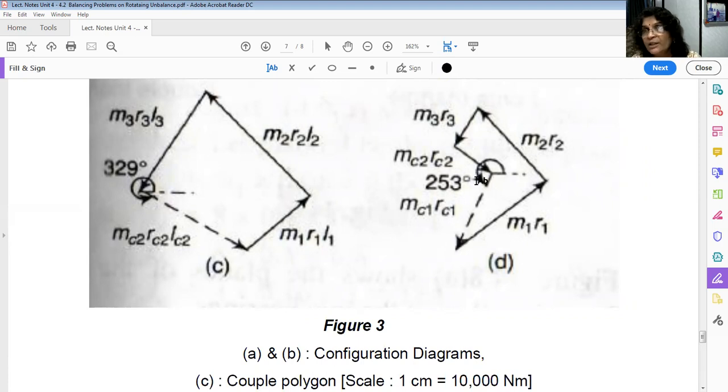So how to measure the angle? This is the start of the vector, this is the end of the vector. Keep your angle protractor here and from the positive x-axis, measure this angle. This is nothing but 253 degree. So I get theta C1, that is 253 degree. Now I have to calculate MC1. How much is this length representing? This is MC1 into RC1, force. So measure this length. It may be, suppose, 3.5 centimeters.